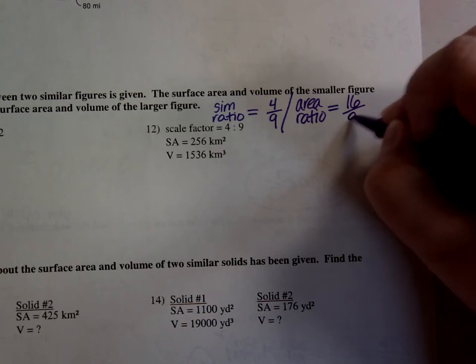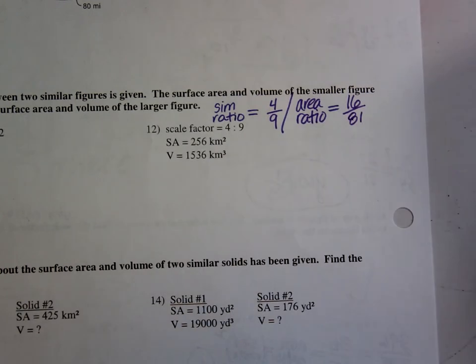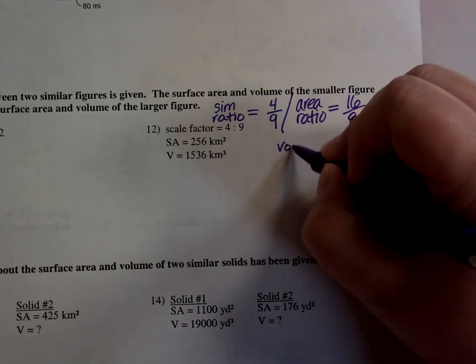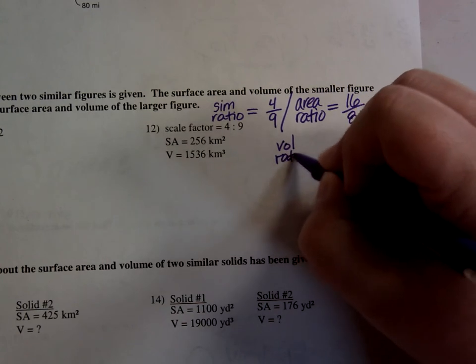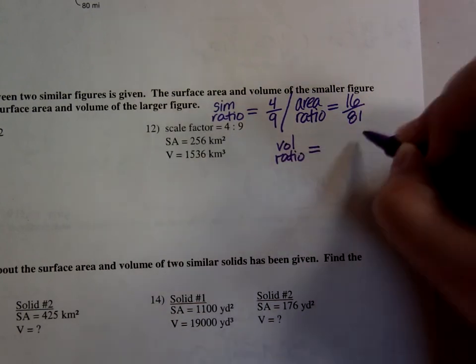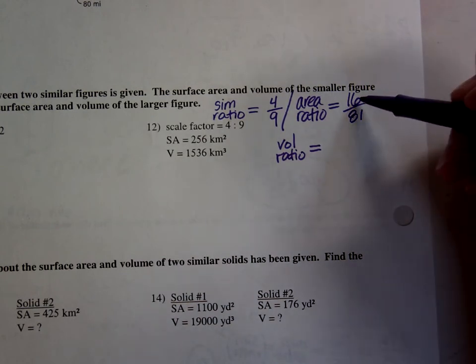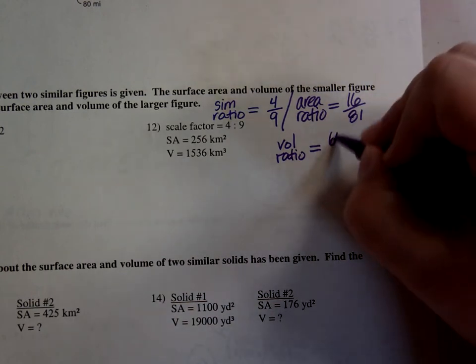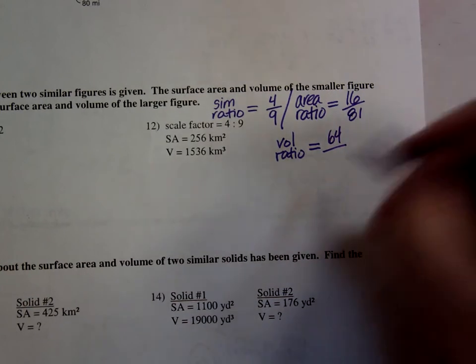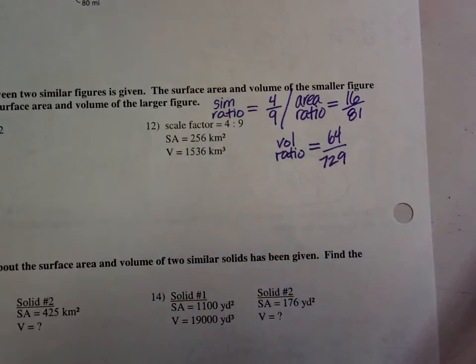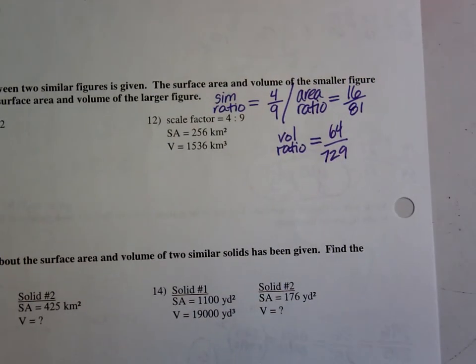Good. 16 is 4 squared, 81 is 9 squared. What's the volume ratio? 4 times 4 times another 4, you get 64, and 81 times 9 is 729. I agree. So here's the deal.